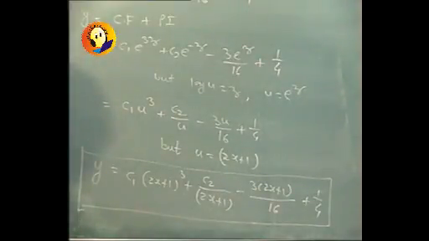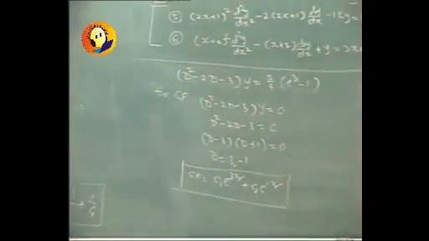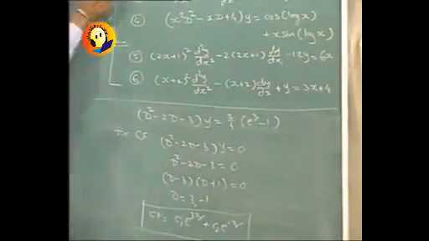Now we are left with one more problem in the Legendre's form, which is (x plus 2) bracket square d2y by dx square minus (x plus 2) dy by dx plus y is equal to 3x plus 4, to be solved exactly on the same lines. So problem number 6.